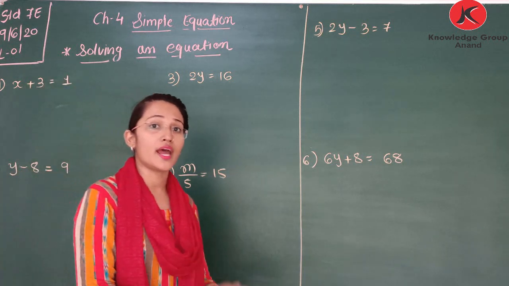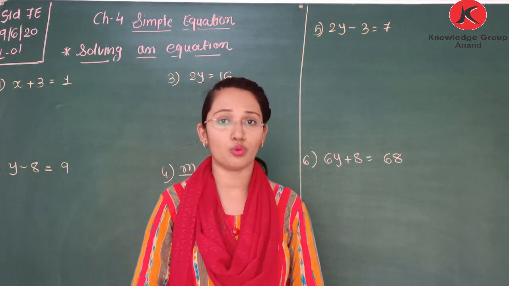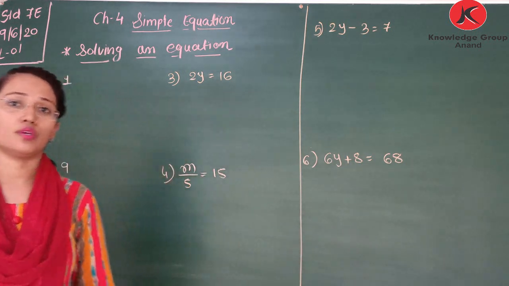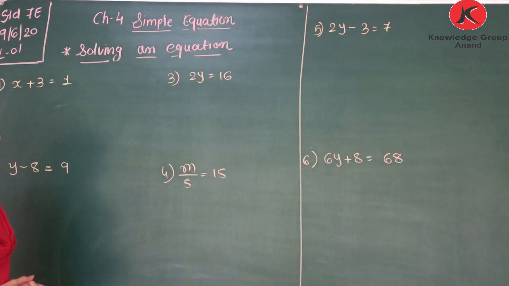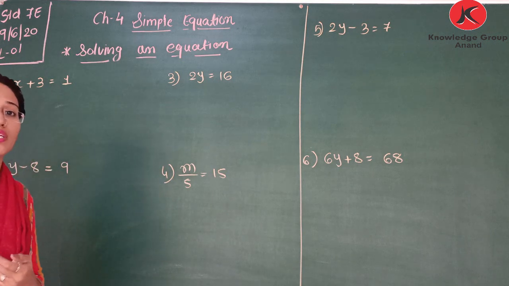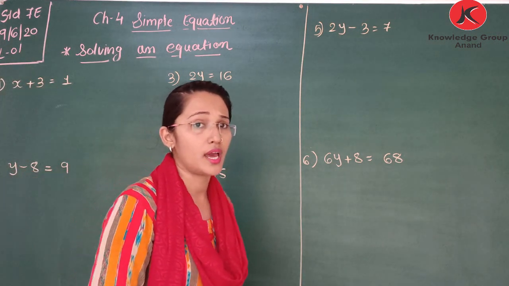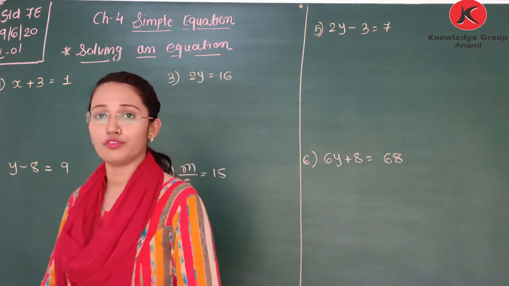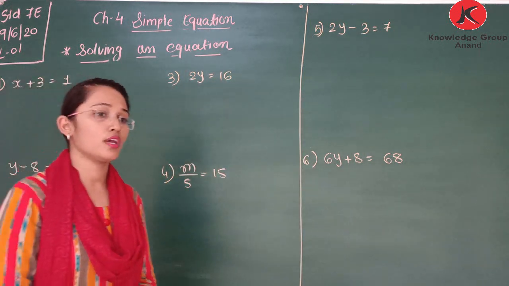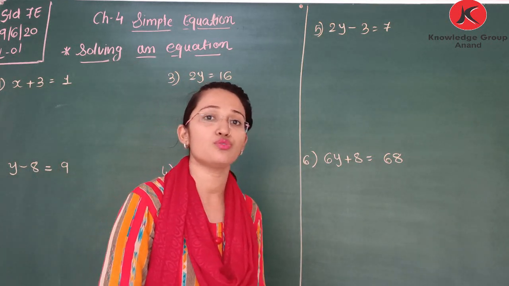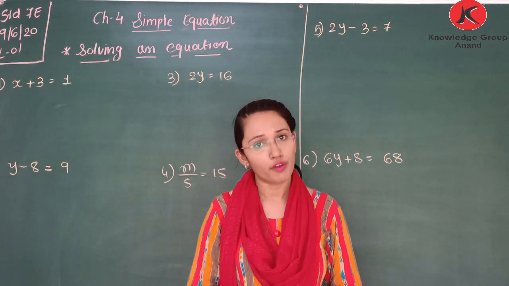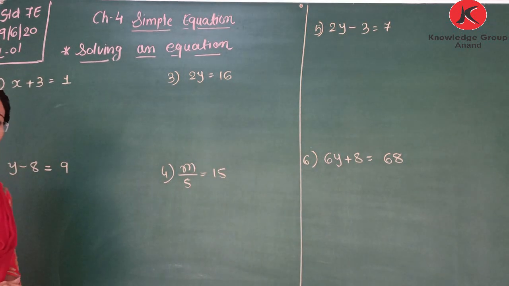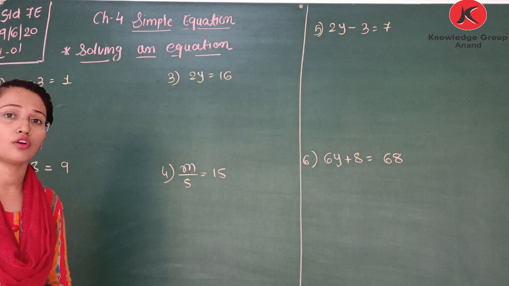But here we are directly finding the solution of the equation. It means find the value of the variable in the equation. What is the variable? That is the unknown. X, Y, Z alphabets are represented as variables, and we need to find the value of the variable in the solution of the equation. Find the solution of the equation means you need to find the value of the variable. Clear? So let's start. There are two methods to find the solution of an equation.